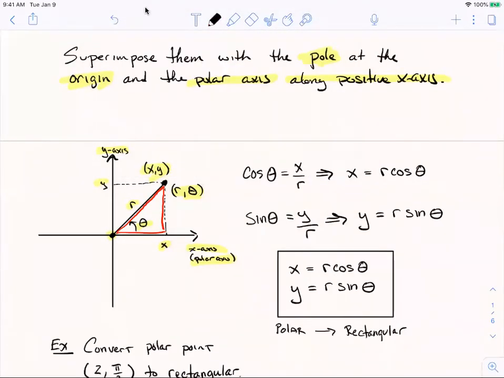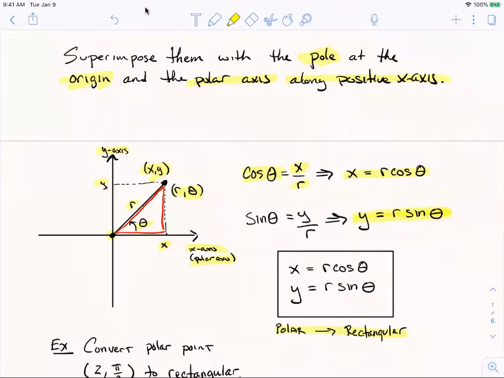And using some right triangle trigonometry, well, the cosine of theta is the adjacent side's length to the hypotenuse's length, the ratio of it, I mean. And if you solve that for x, you get that x is equal to r times the cosine of theta. Likewise, using the sine of the angle, you get that y is r times the sine of theta. And so that's half of our conversion work.